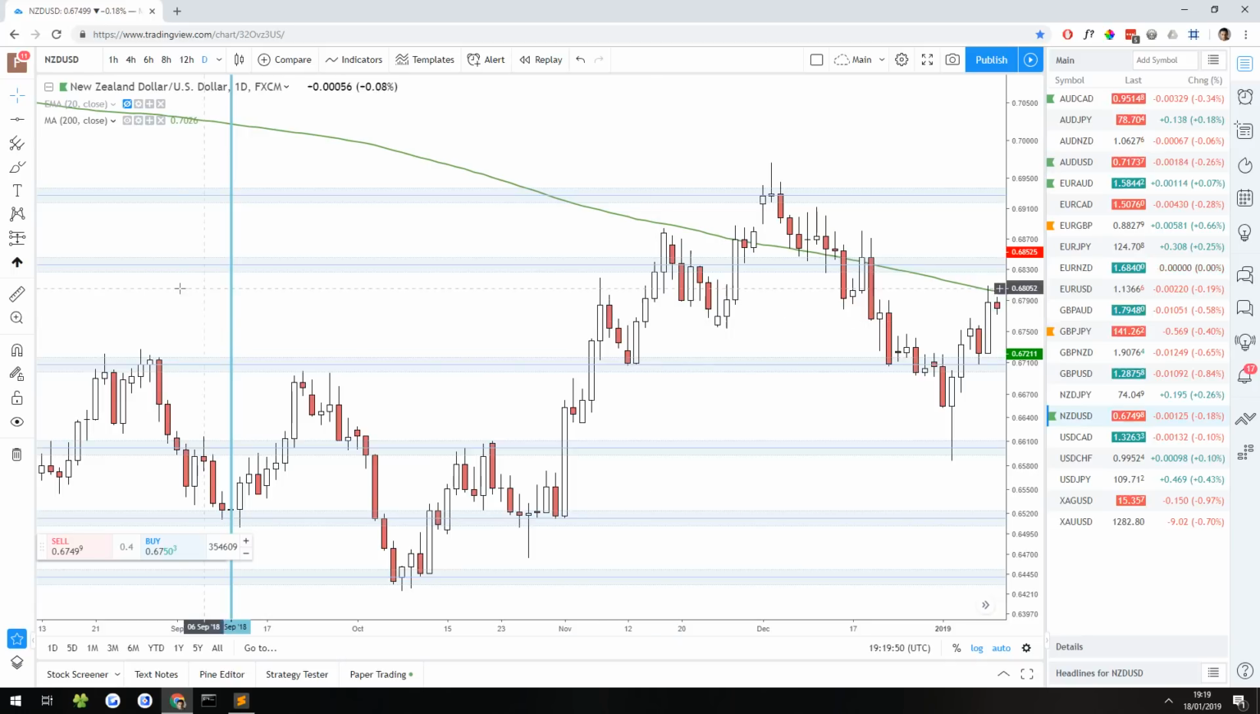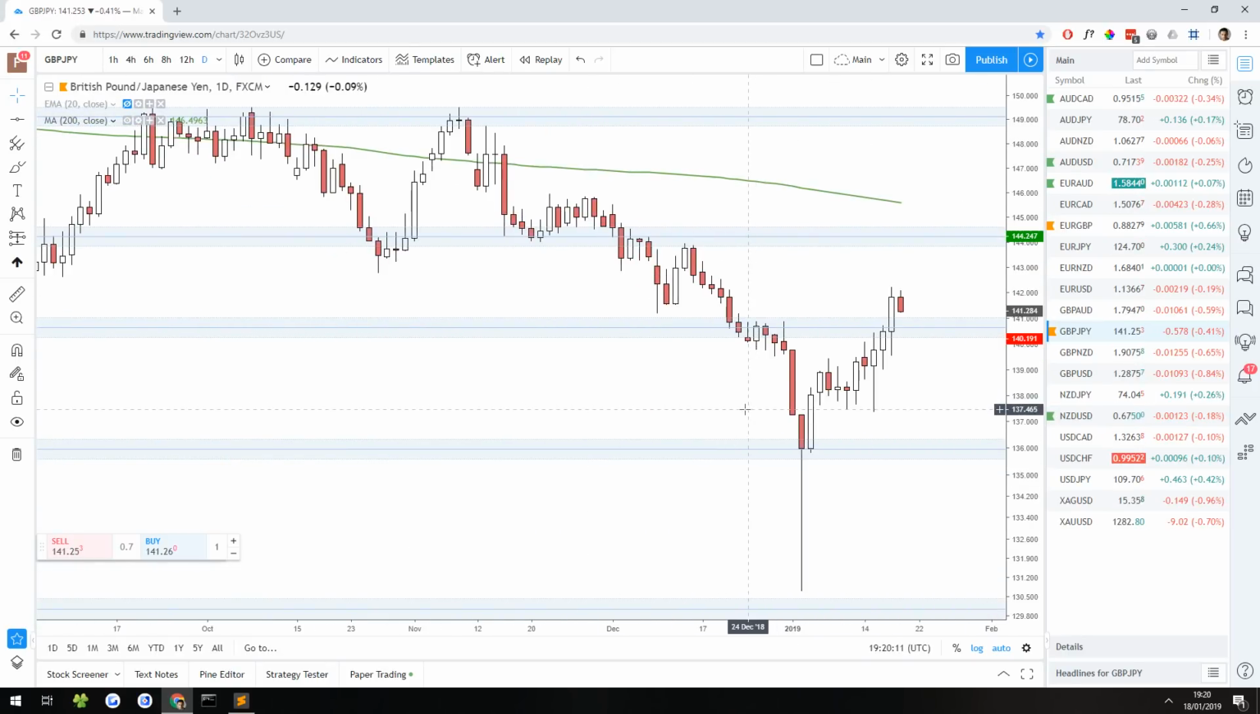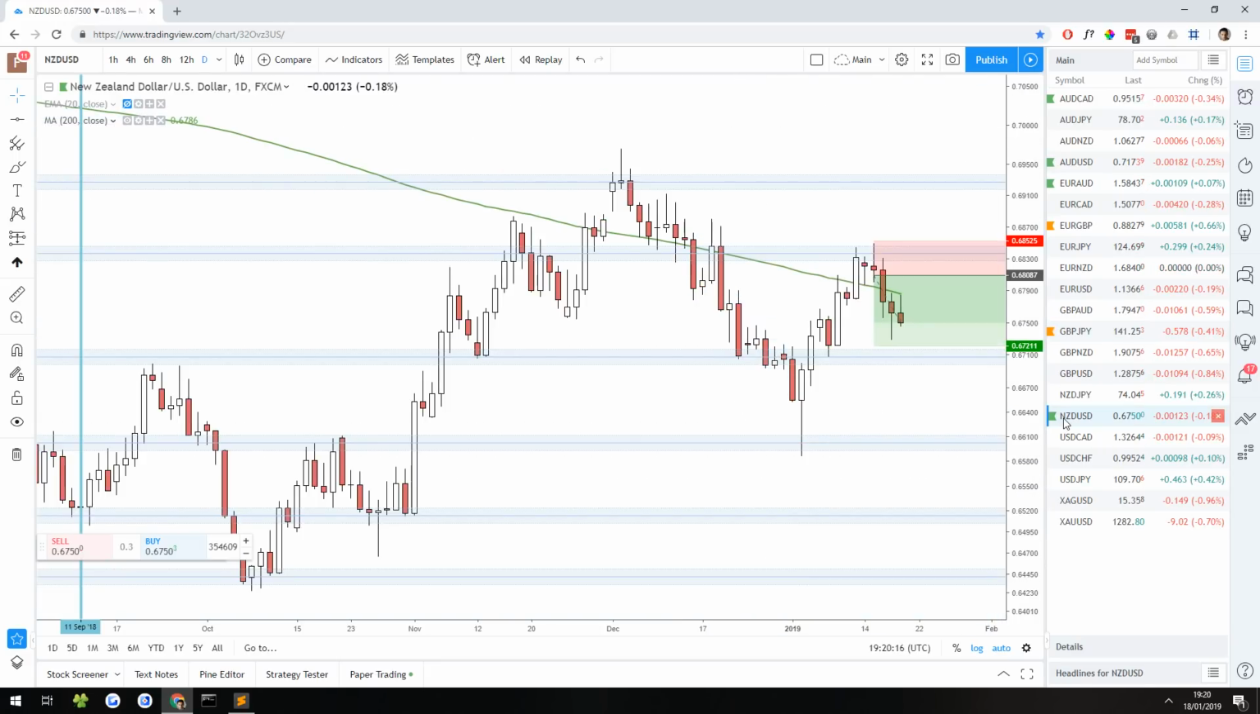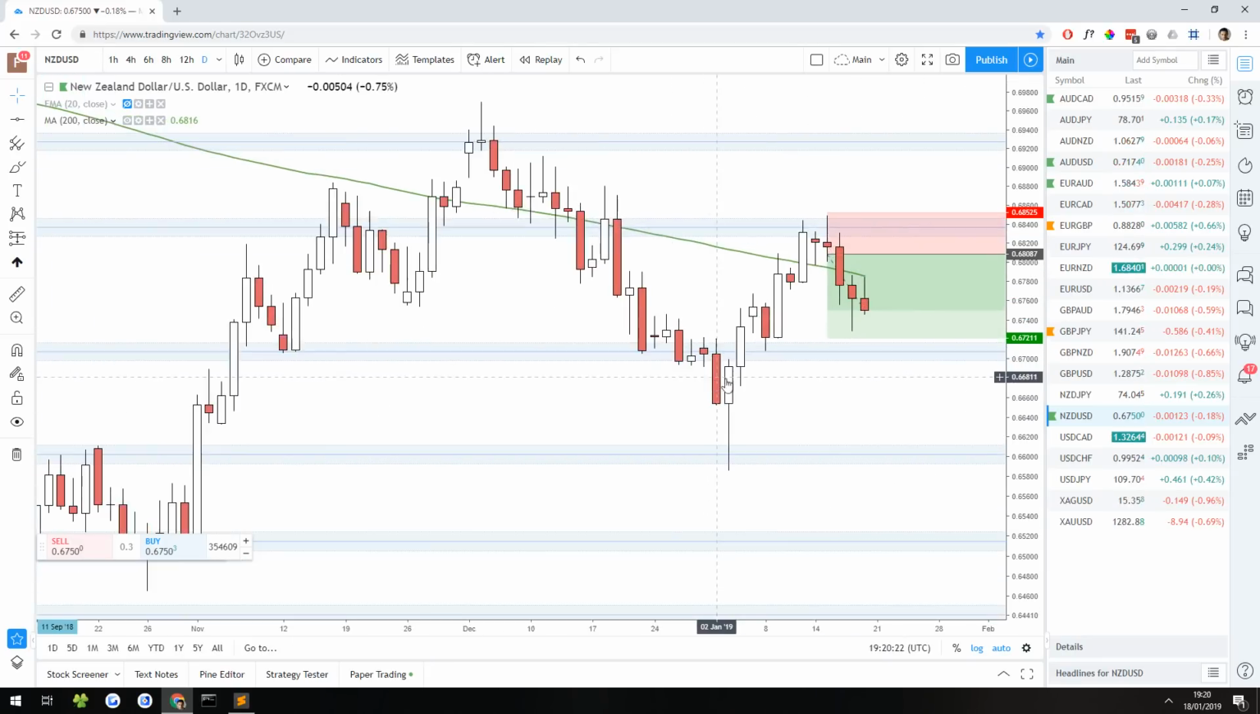I think I know what's happening here. I think I closed my charting platform before it auto-saved, so these blue lines are in the wrong spot. I think that's the problem, which is kind of unfortunate. It's just going to take me a little longer to find the examples. I'm sorry about that, guys. Yeah, let's just go with New Zealand USD, because that one's going to be a bit easier to find. All right, here we go.